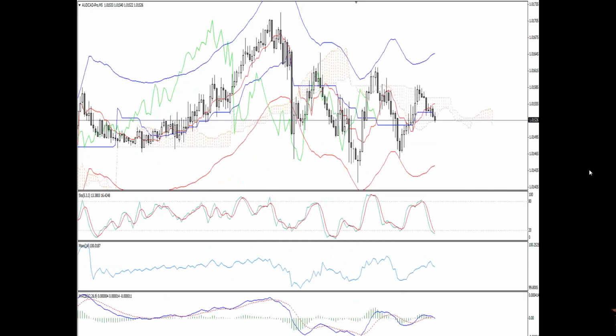This isn't just an Ichimoku chart. This is envelopes which have also been put above Ichimoku, but this is also stochastic, this is also momentum and MACD. Why do you need this?